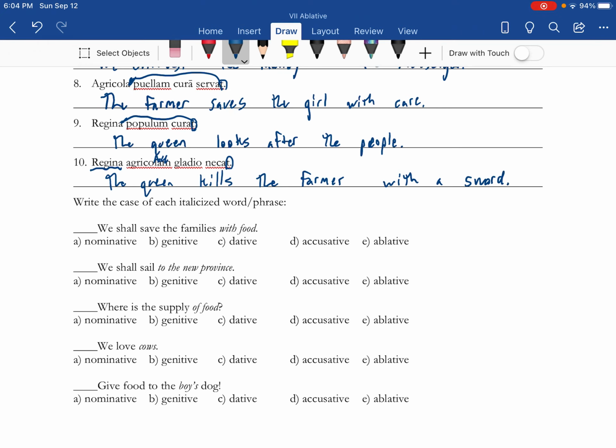Alright, what case is each word? "With," that goes with ablative, so you want "u." To the new province. Actually, we don't know, this is a bad example. So, we're going to do this. And consider that a happy little mistake. Thank you, Bob Ross. Where's the supply of food? "Of" is our key word for genitive. We love cows. Direct object, but make that accusative. And then that apostrophe is going to tell us possession, genitive.